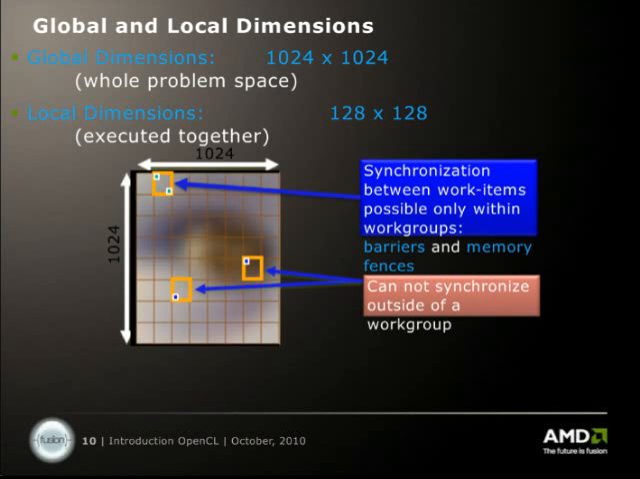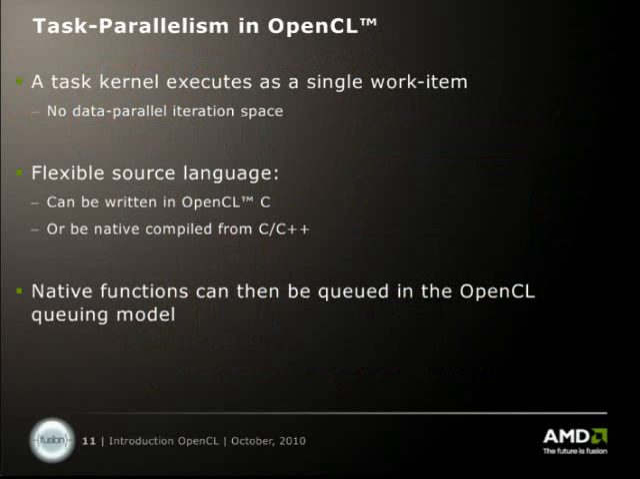However, if we have 2 individual work groups, then you can see that these 2 work items cannot communicate with each other. There are atomics to global memory, so they can do some kind of communication, but the latency, again, is much bigger than it would be by doing the communication within the work group.